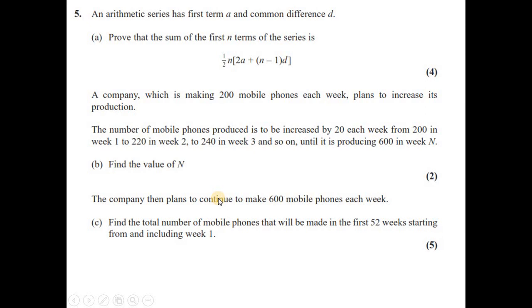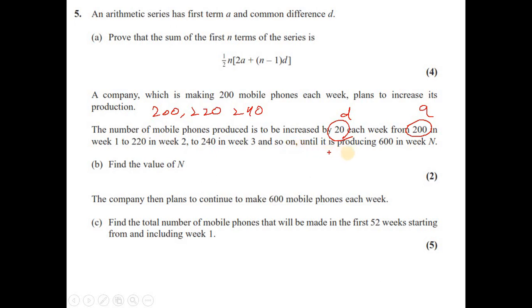Okay, a company which is making 200 mobile phones each week plans to increase its production. The number of mobile phones produced is to be increased by 20 each week: 200 in week 1, 220 in week 2, 240. Clearly you have a common difference. This is an arithmetic series. You have a common difference d as 20, and a first term as 200.